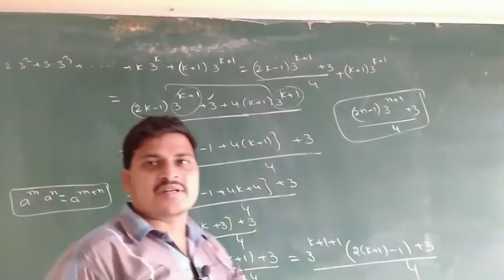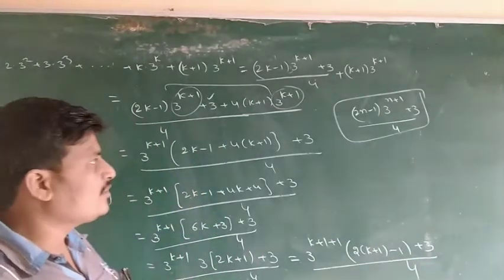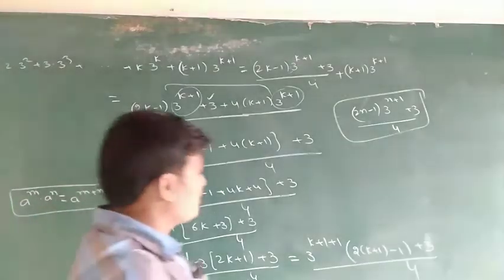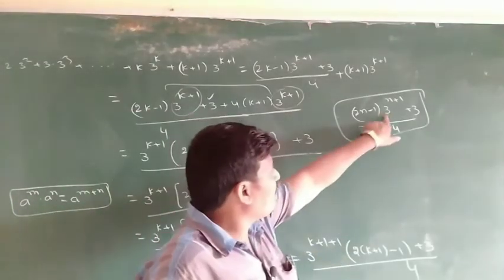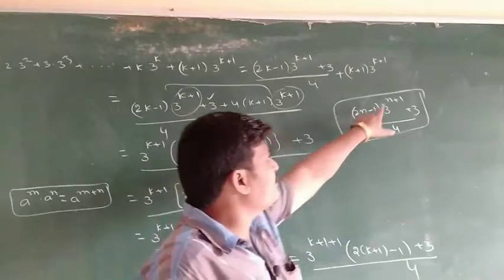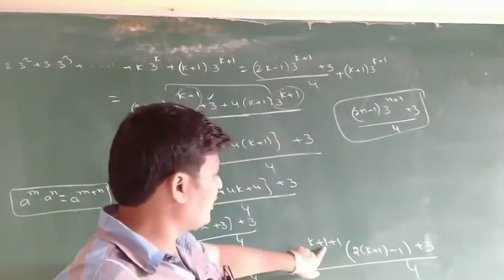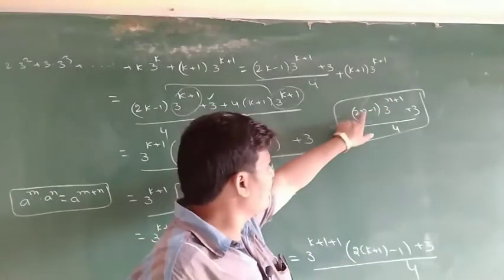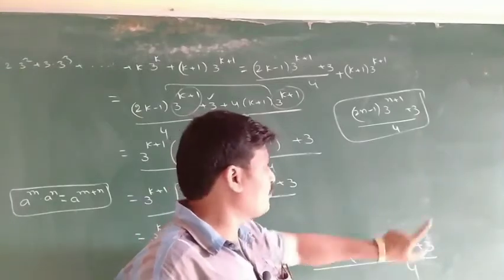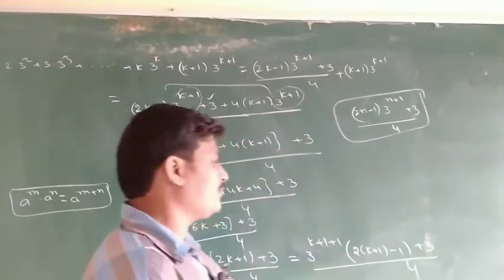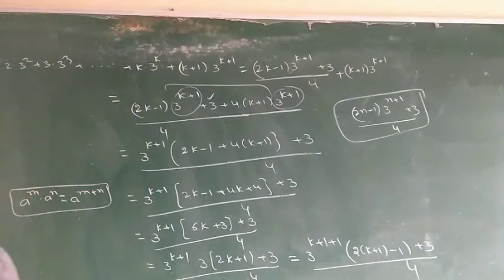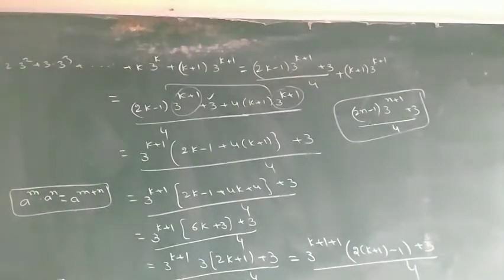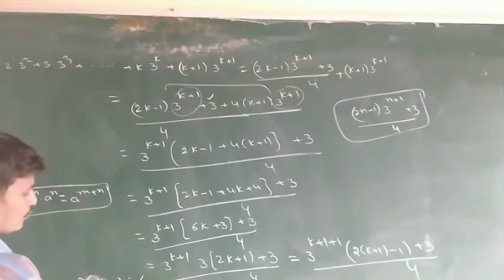In the RHS of the given problem, put n equal to k plus 1, which we have to prove. So 3 power n plus 1, with n equal to k plus 1, gives 3 power k plus 1 plus 1. So 2 into n, that is k plus 1, minus 1, plus 3 by 4. This one. Understand? So therefore P of k plus 1 is true.